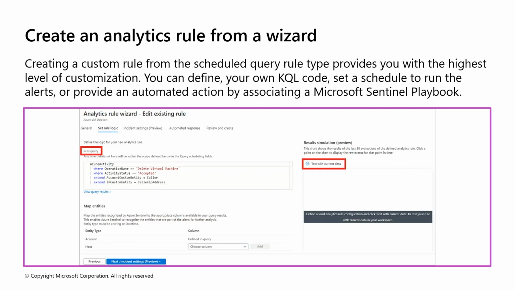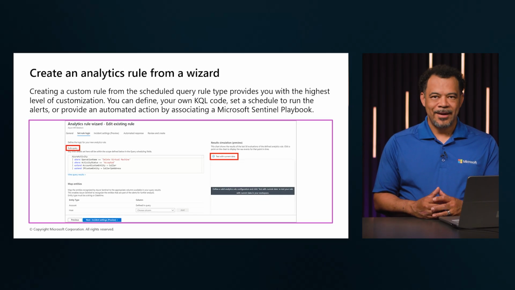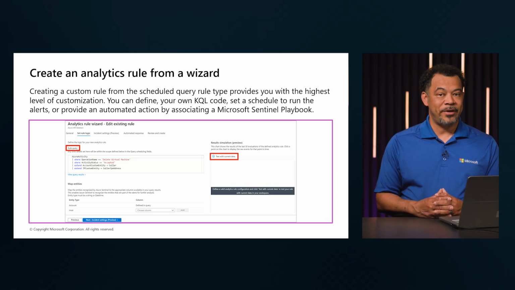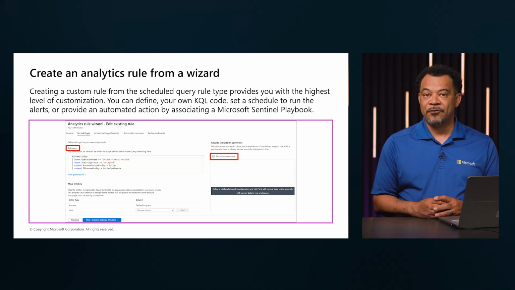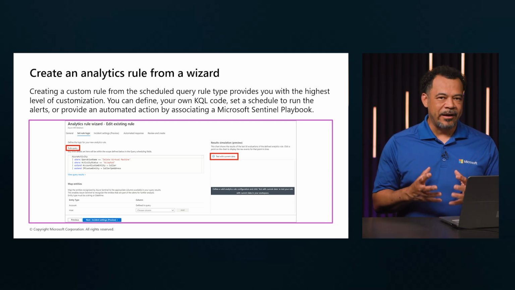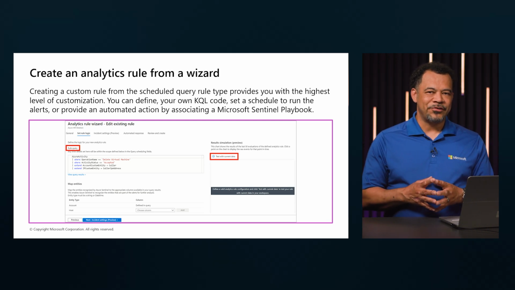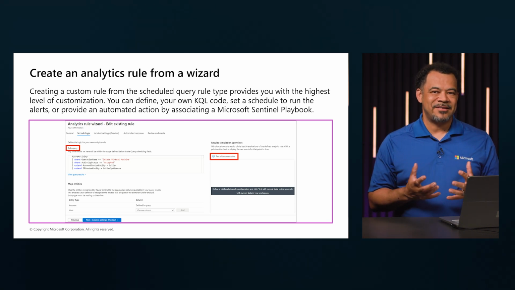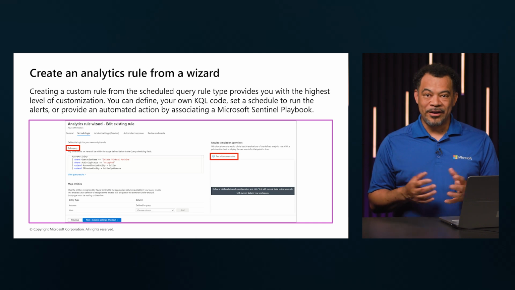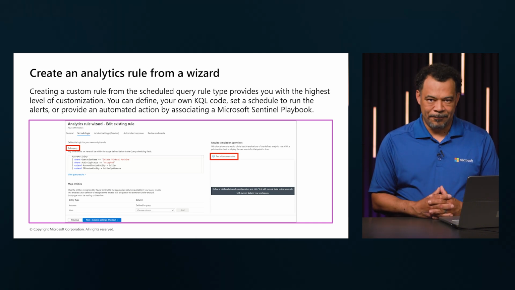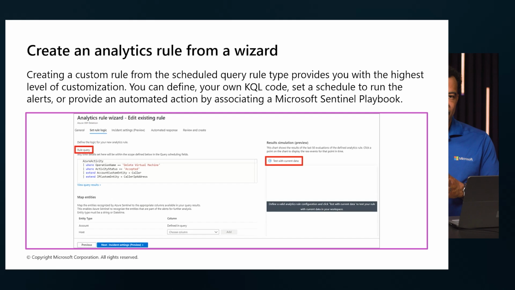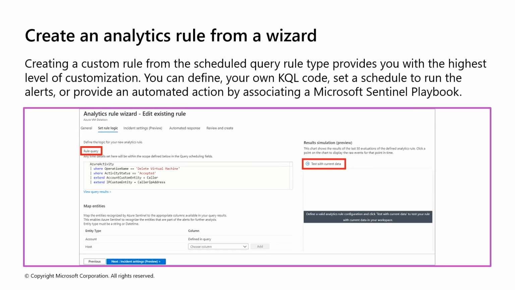This image walks us through the process of creating a highly customized analytics rule in Microsoft Sentinel using the Scheduled Query Rule Wizard. It allows you to define your own KQL logic, configure how often your query runs, and even link automated responses through Sentinel playbooks. The interface supports entity mapping and includes a testing feature to validate your rule against current data before you deploy it. This level of flexibility is ideal for tailoring detections to your specific environment and operational needs.